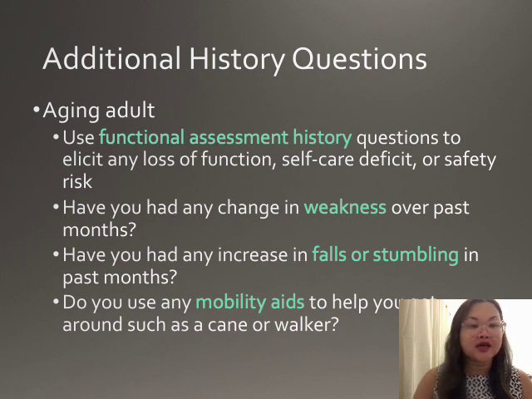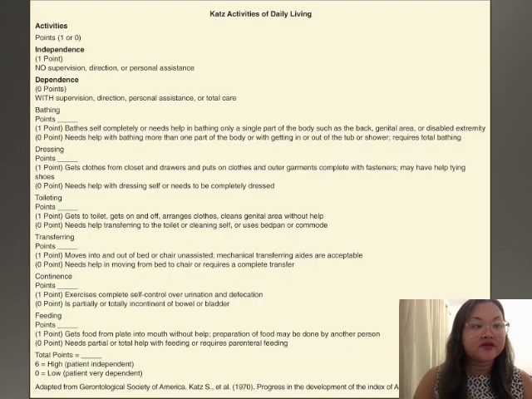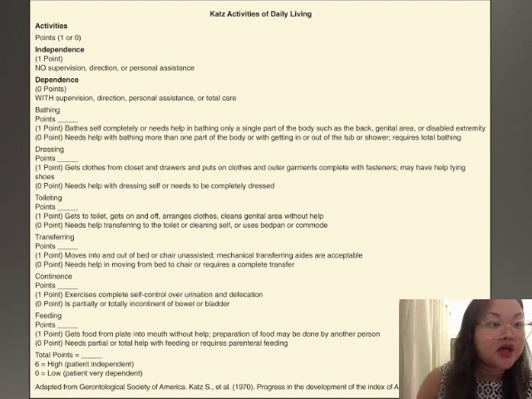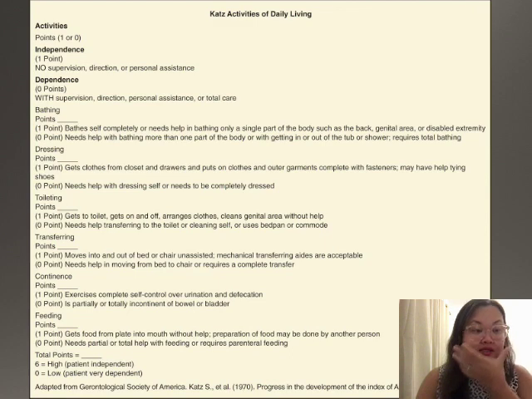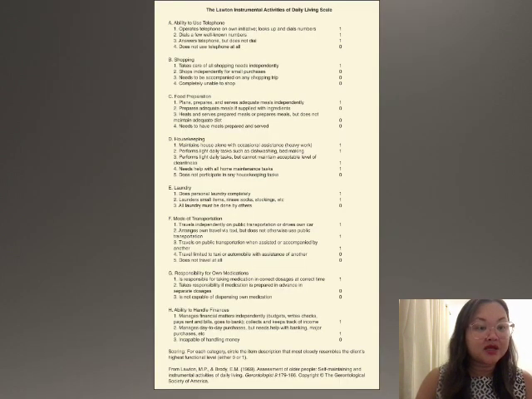So going back to ADLs, here is the CATS activities of daily living. This is one example of a scale that you can do. If they can do it independently, you give them a 1, and if they need some dependence to perform the activity, you give them a 0. So obviously the higher the score, the more independent they are. And this scale is a little bit different where you will tally it all up.